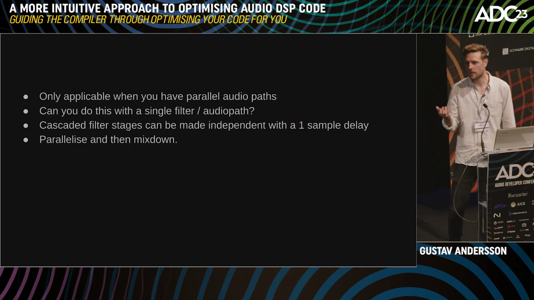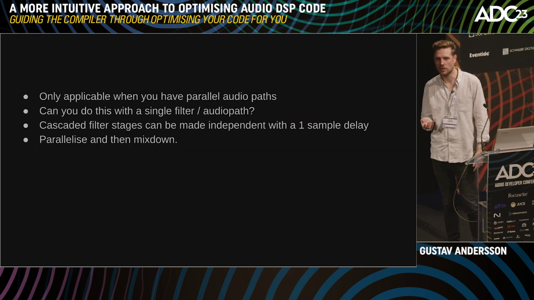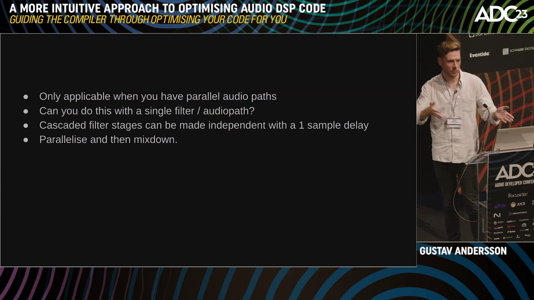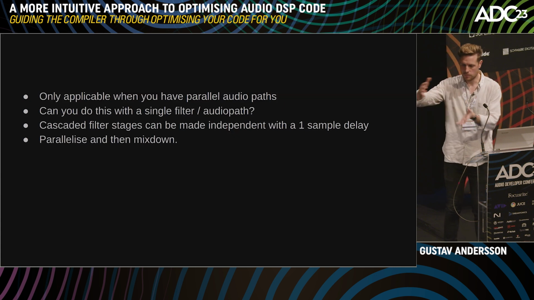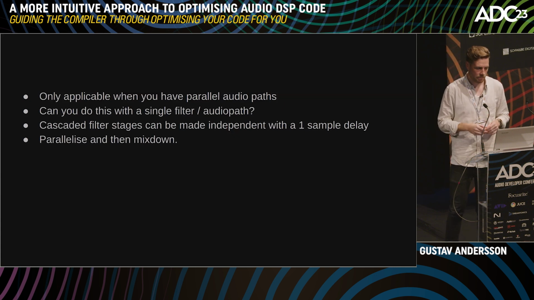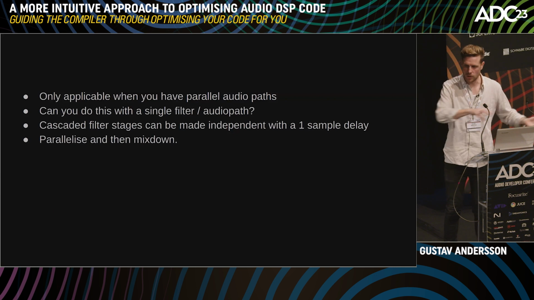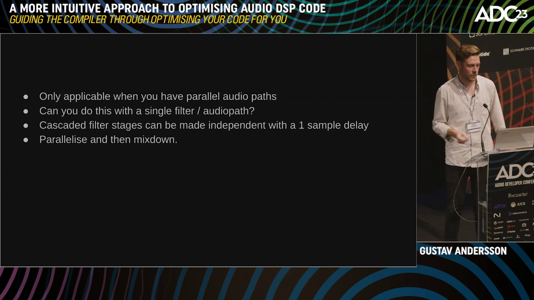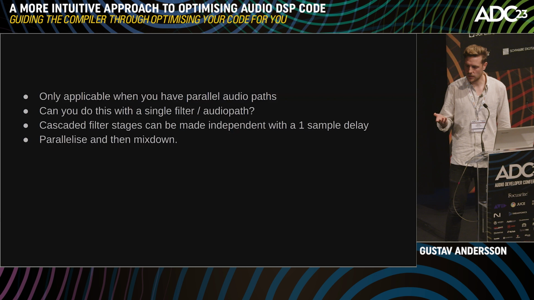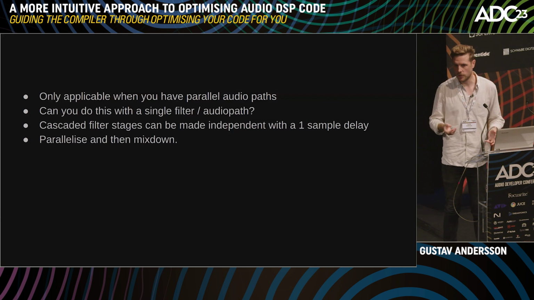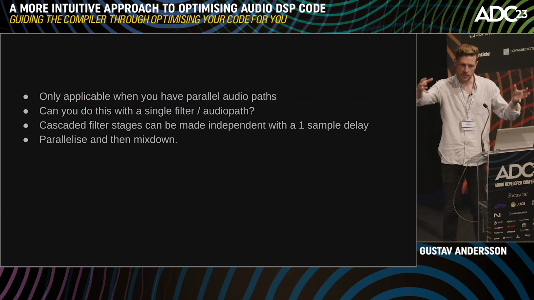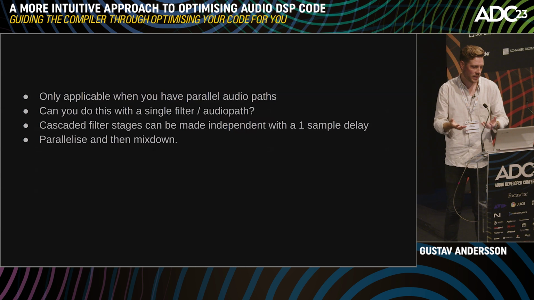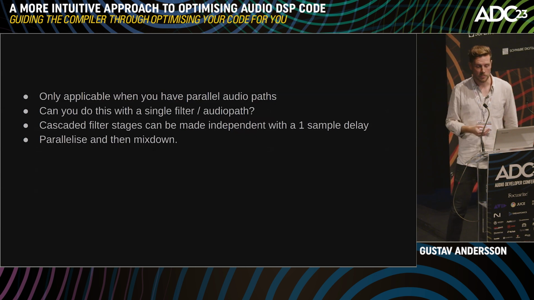But this is only applicable if you have multiple audio paths, like multiple voices, or you're doing multiple stereo processing. And sometimes you just have one audio path in mono. What do you do? Well, for EQs with multiple bands, you can maybe split and do the bands in parallel and do a mix down. I haven't tried it, but it might be efficient.